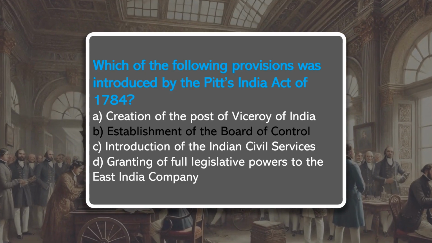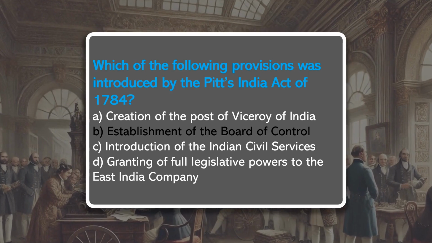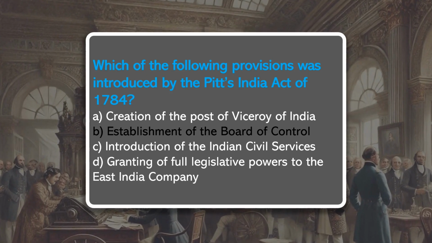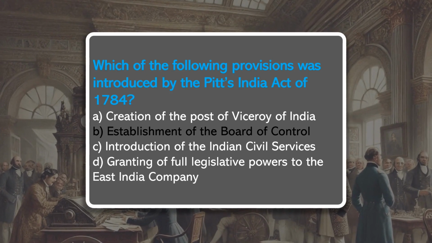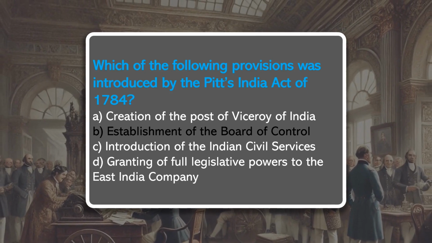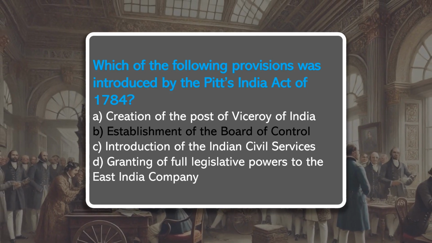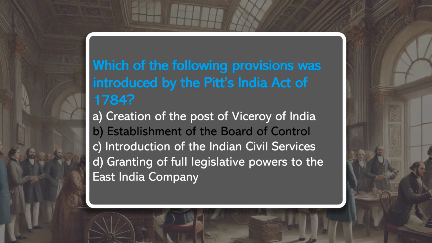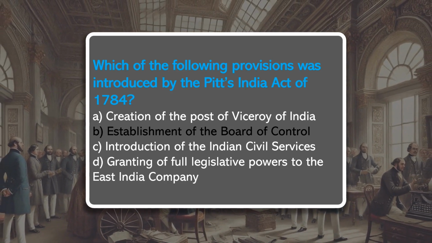Why? The Pitt's India Act of 1784 created the Board of Control tasked with overseeing the East India Company's political and military affairs in India. This act marked a pivotal shift where the British government began taking more direct control over the company's operations.